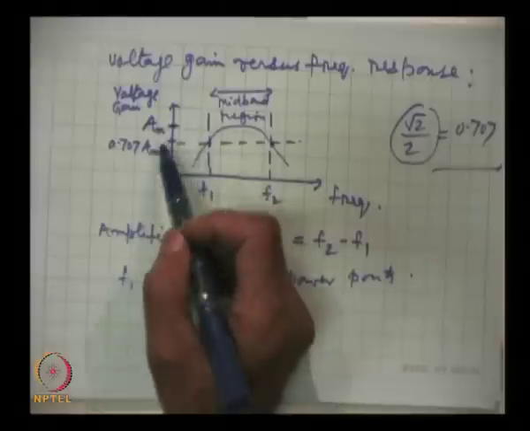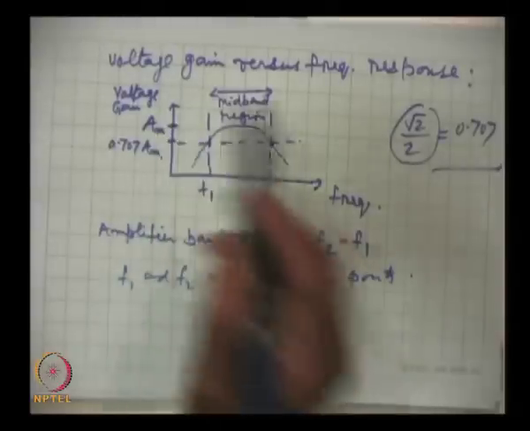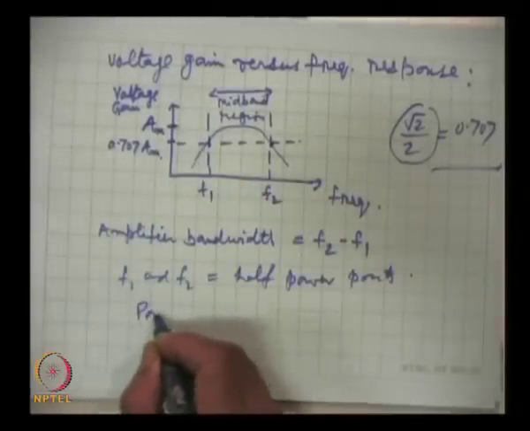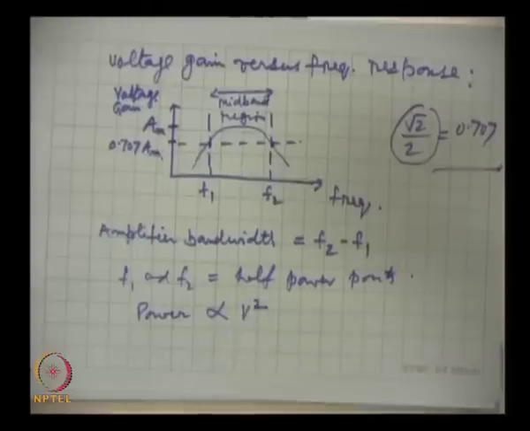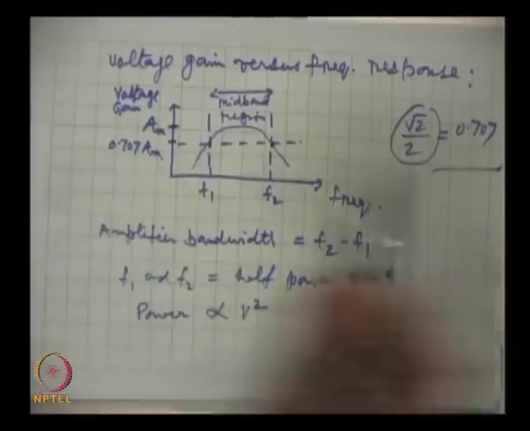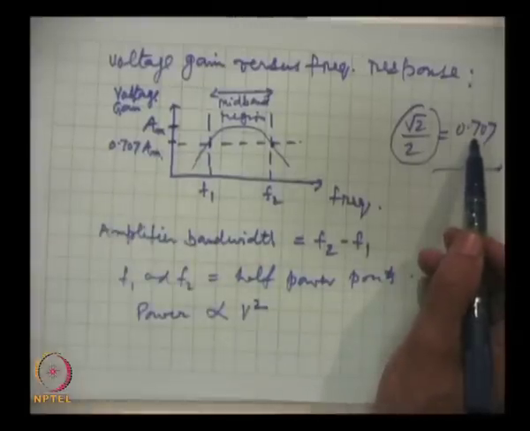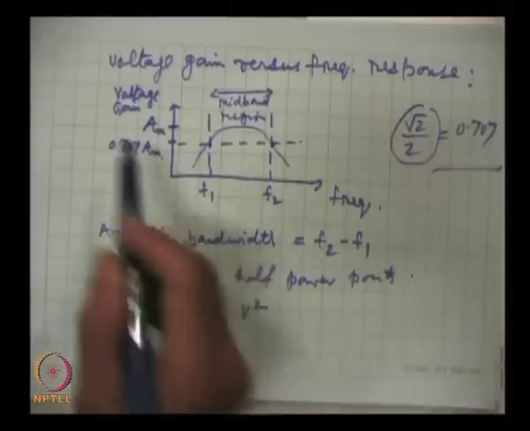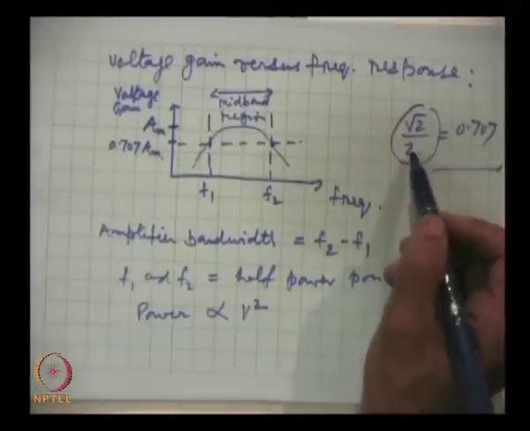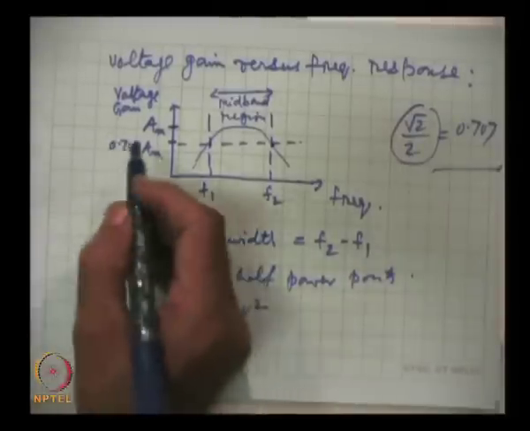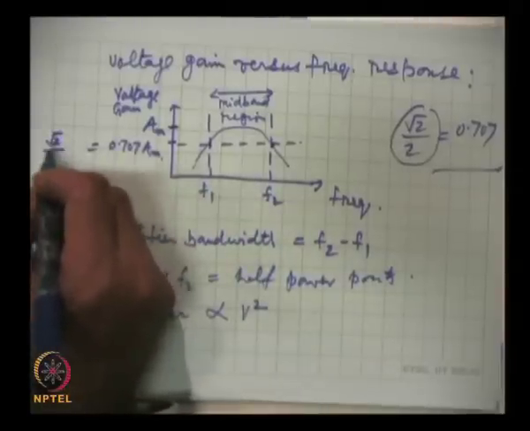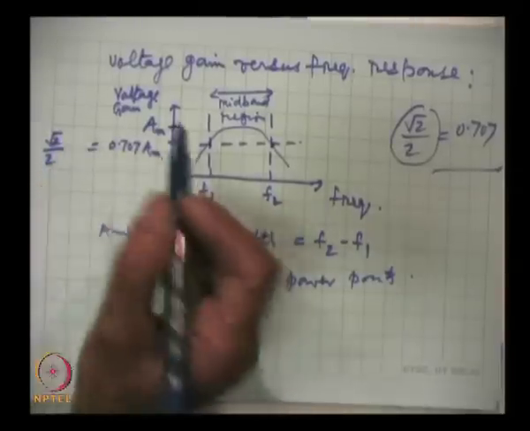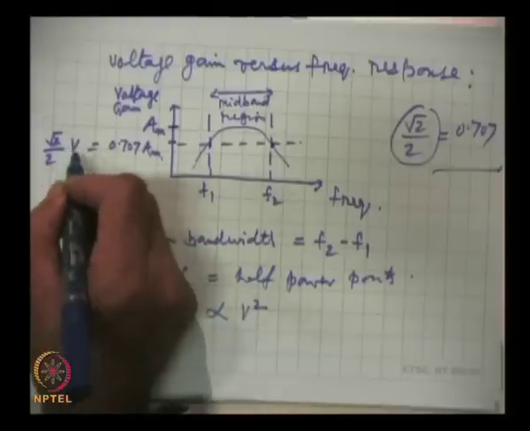Because it is voltage, and power is proportional to the square of voltage. Now, as I said, 0.707 is actually root 2 by 2. So, I could have written here, instead of 0.7, root 2 by 2, let us say, the output voltage.